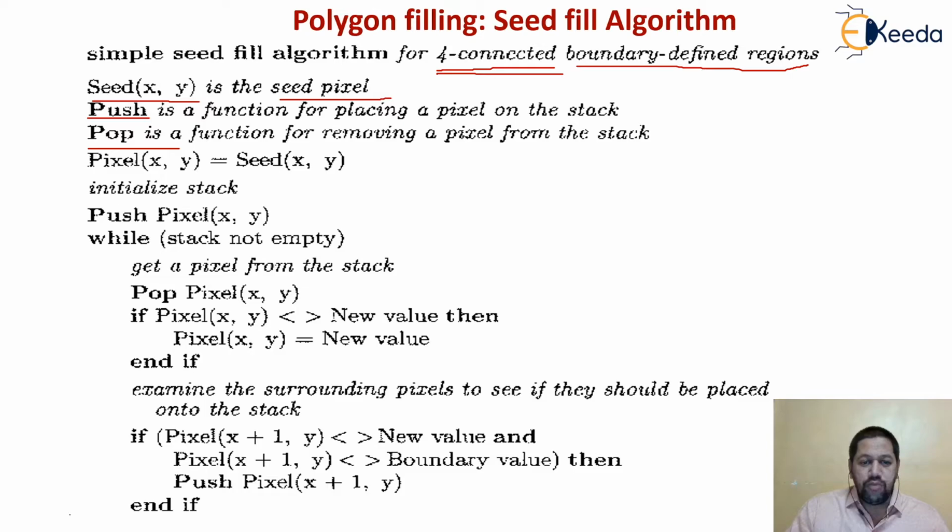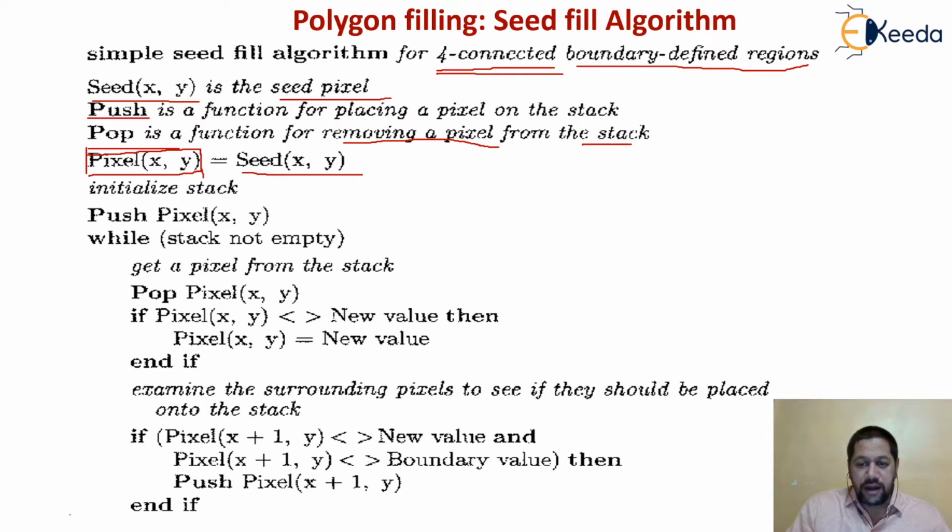Pop is the function for removing the pixel from the stack. Push operation means place the pixel on the stack. Pop means remove the pixel from the stack, known as pop operation. Okay, so what am I initially going to do? Now this pixel x comma y is my current pixel. My current pixel is pixel x comma y, which is equal to seed x comma y, because I'm going to consider my seed pixel as my current pixel in the initial state.